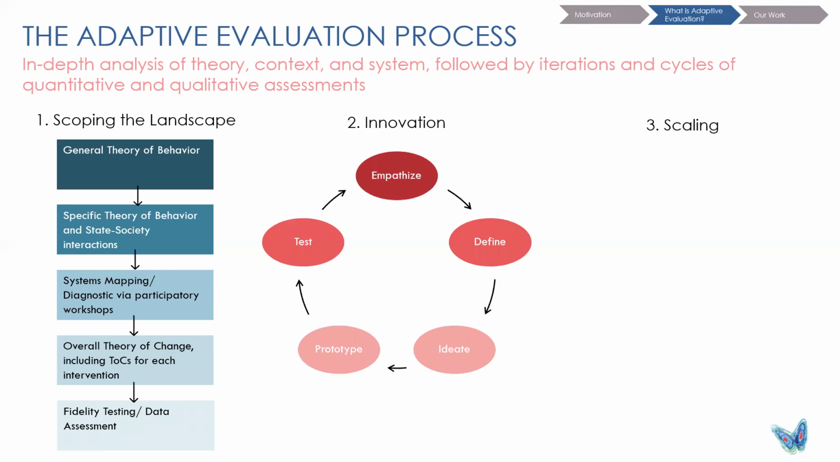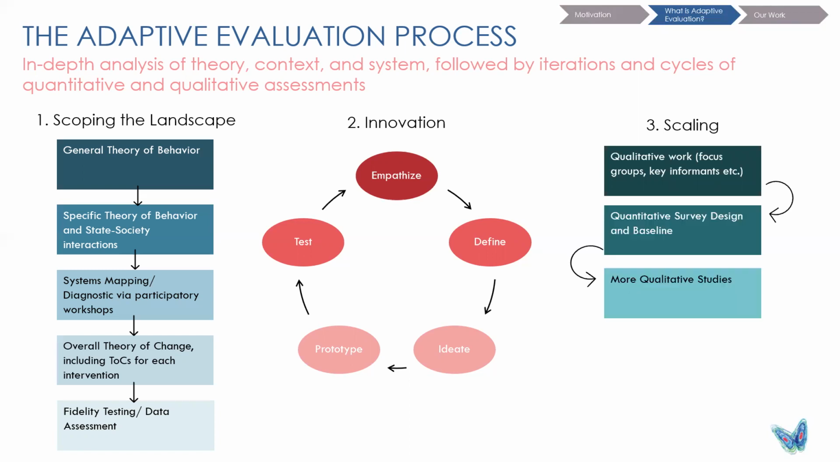This involves, for a specific intervention and a few designs, iterating until you get to a more optimal design. There are many illustrations of this iterative cycle, and this is one from design thinking, which we saw earlier: you empathize, define, ideate, prototype, test, and go on and on until you reach a design that seems optimal. And when you have an optimal design, you want to scale. In measuring scaling, the process is to start qualitative work, focus groups, key informants, etc., and use that to inform quantitative survey design and a baseline, more qualitative studies, and then a quantitative midline and endline. And so that in general is the adaptive evaluation process.